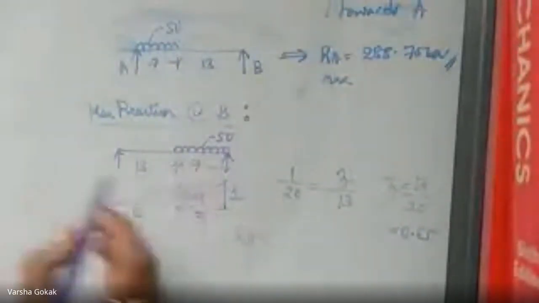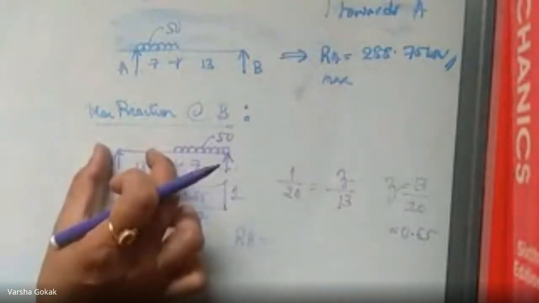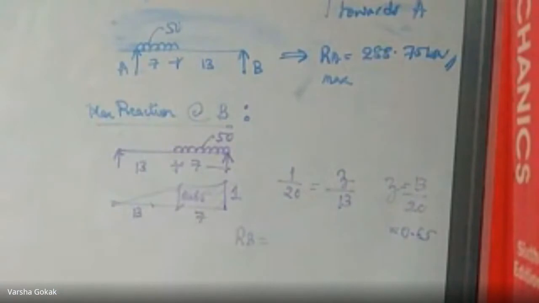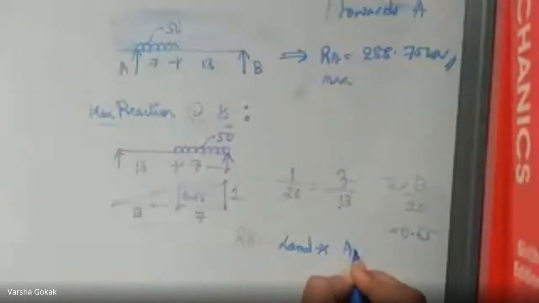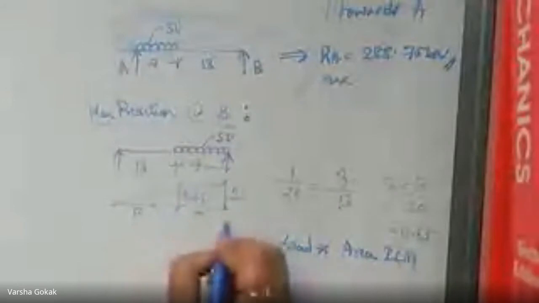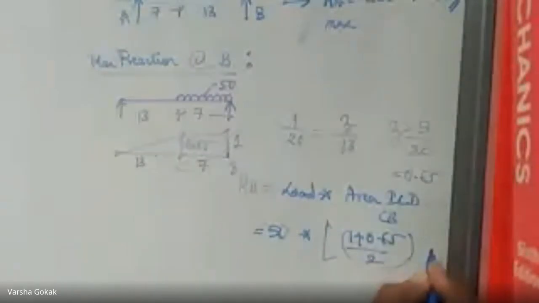Previously, when I took the area of the triangle, I took it because the load was still towards the left side only. Now the load is towards the right side, right? So the load is towards the right. So RB will be given by load into area of ILD between C and B. The load is 50. Area of ILD is going to be (1 + 0.65) divided by 2 into 7.